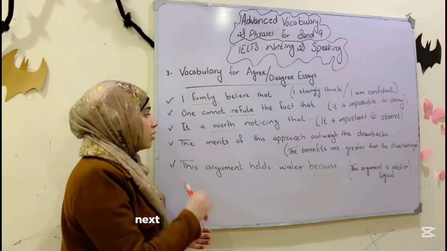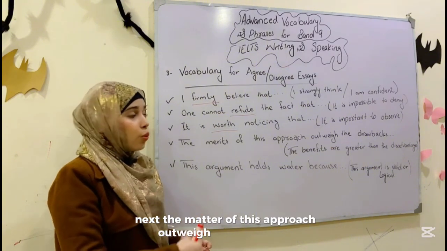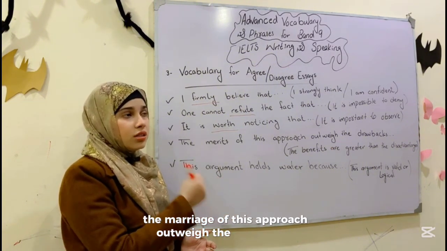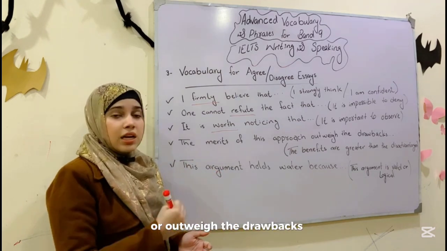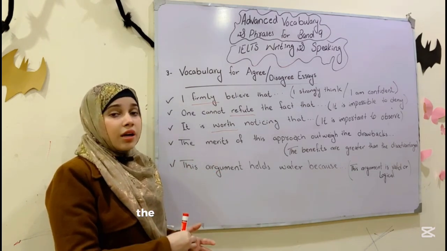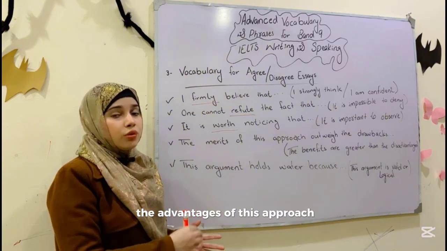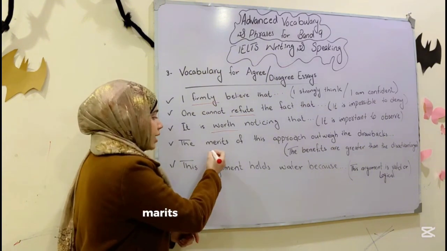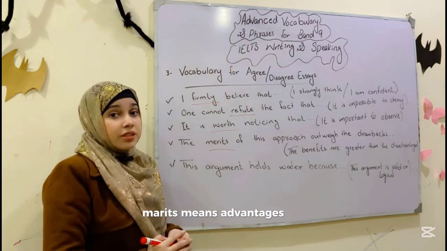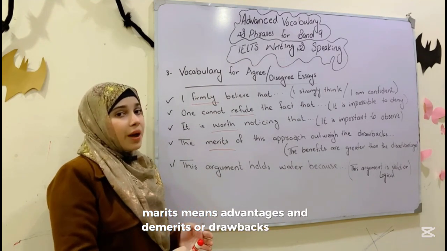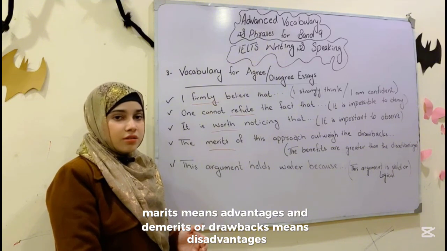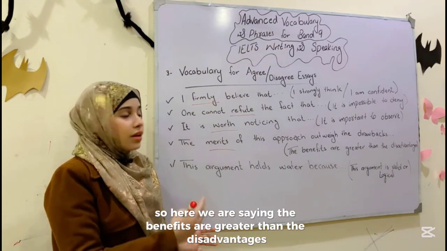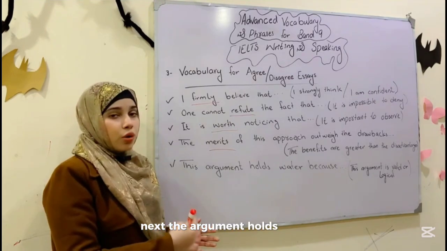Next, the merits of this approach outweigh the drawbacks. The merits of this approach outweigh the demerits or outweigh the drawbacks. It means the advantages of this approach are greater than the disadvantages. Okay? Merits means advantages and demerits or drawbacks means disadvantages. So here we are saying the benefits are greater than the disadvantages.